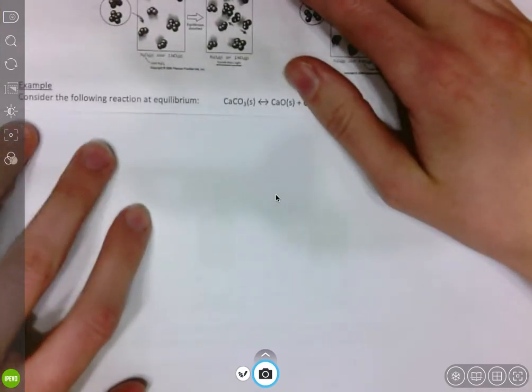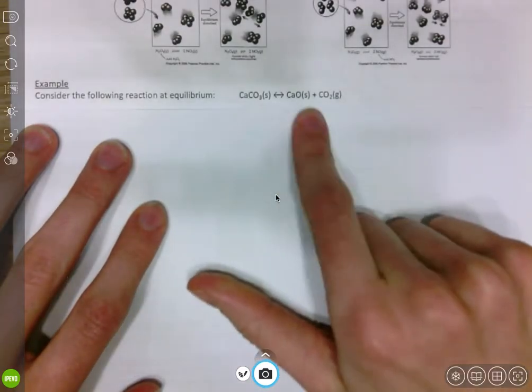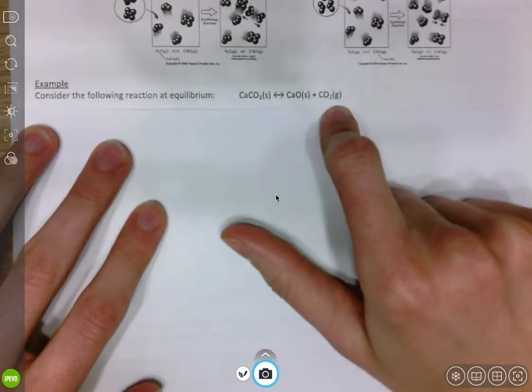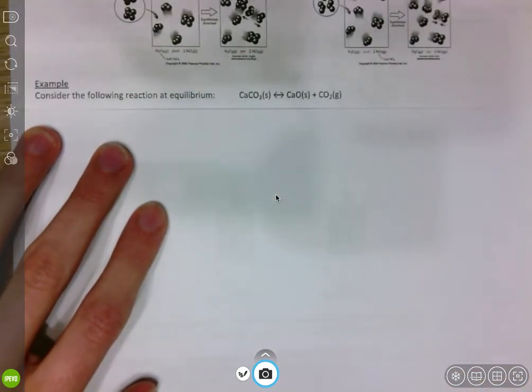Okay, so let's do this example. Consider the following reaction at equilibrium. So we have a solid and a gas. So this is a heterogeneous equilibrium. A reversible reaction because of the double-headed arrow.